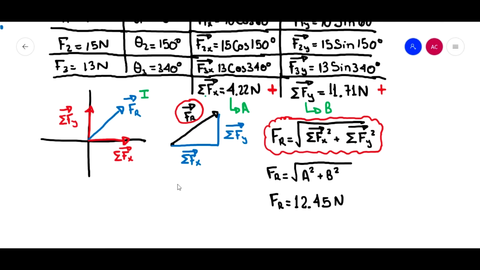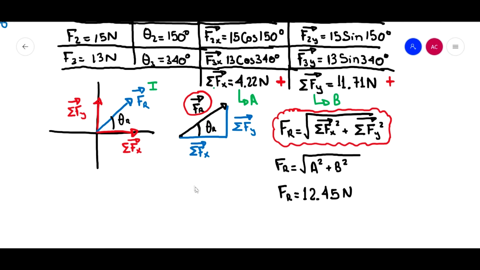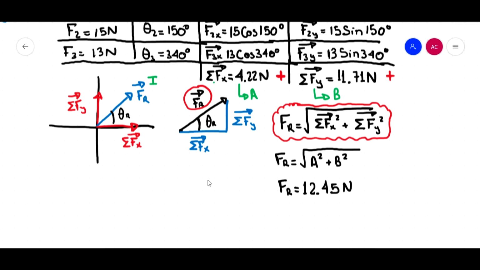Now let's find the resultant angle. If you see the resultant angle, this angle over here is in the first quadrant. It's not in the second or the third or the fourth quadrant. So that means that I don't need to add 180 degrees or add 360 degrees. So that operation is direct.